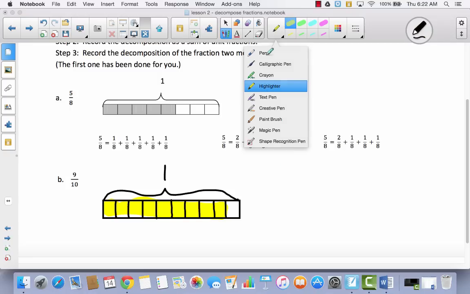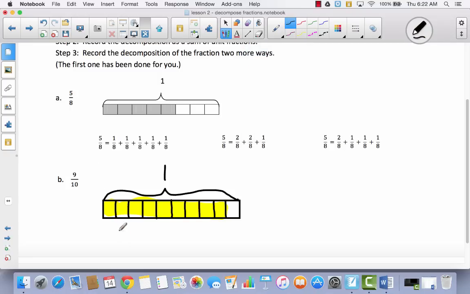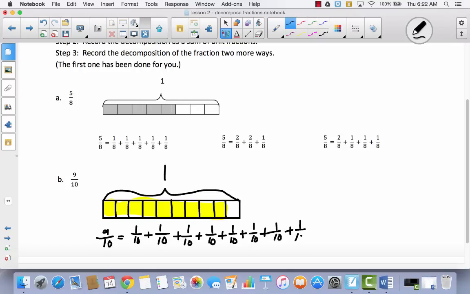All right, so now we're going to do the next part. We're going to create a sum of unit fractions. So the sum of unit fractions means we're going to do each part individually. So we'll say 9/10 equals 1/10 plus 1/10, and we're going to do this 9 times. Okay, so here is our sum of unit fractions. We go back and count and make sure that's 9. 1, 2, 3, 4, 5, 6, 7, 8, 9. So I've got one way.